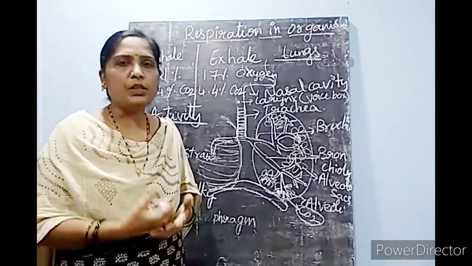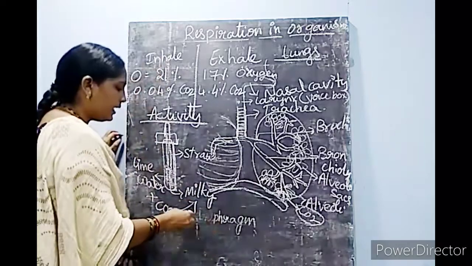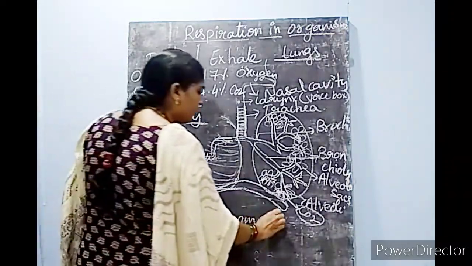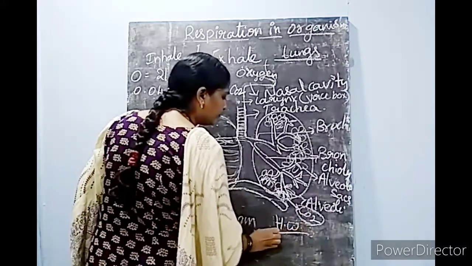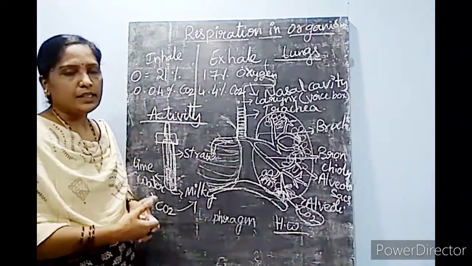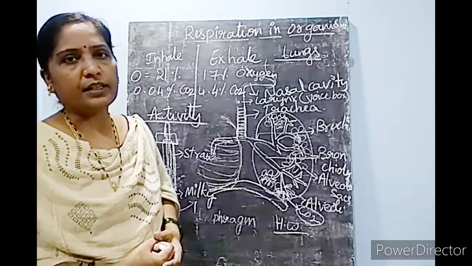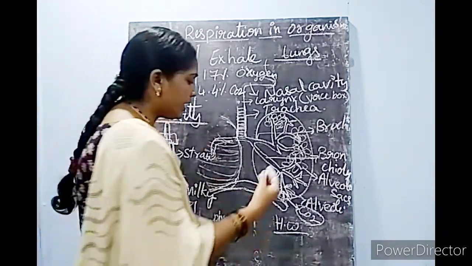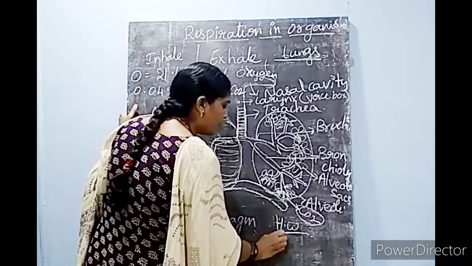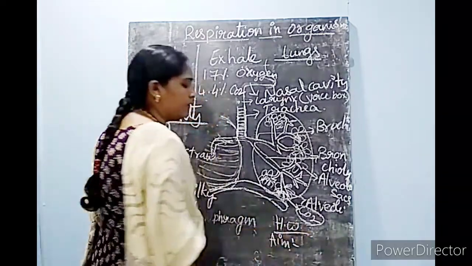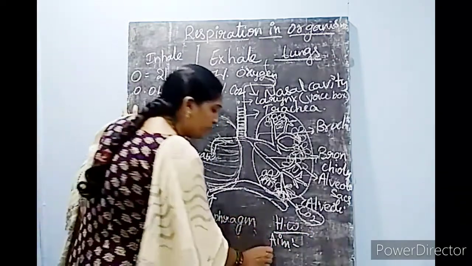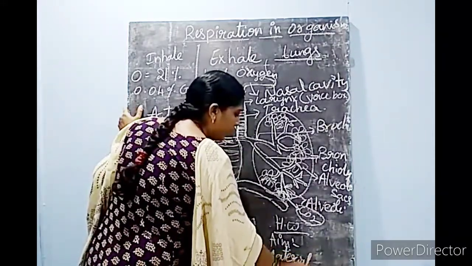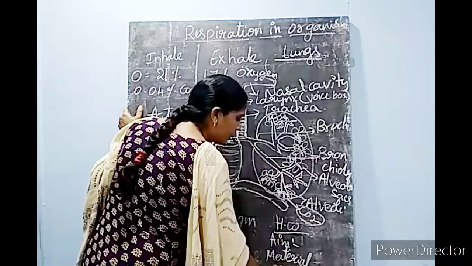So your homework today is to write an activity to prove that exhaled air consists of carbon dioxide. And you all know how to write an activity. There are 5 steps. First you need to write the aim of the activity, and then what materials you are using to do that activity, and then your procedure.